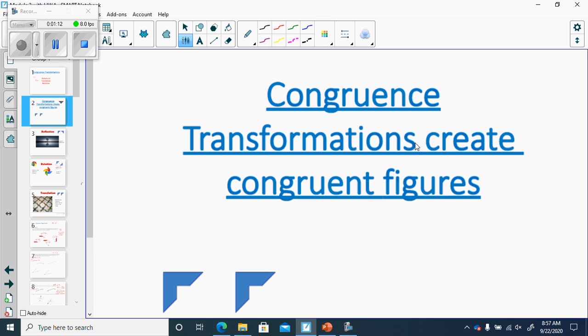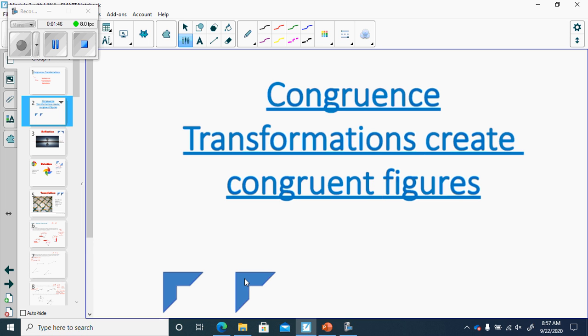Congruence transformations can create congruent figures. If I start with this figure, and I want another one of them, and I say copy and just move it over here, I have created two congruent figures. They're exactly alike. Their angles are the same. See, this angle and this angle look the same. This angle and that angle look the same. This angle here and that angle look the same. All these corresponding angles are the same. How about the side lengths? That one is the same as this. This one is the same as that, and so forth and so on.